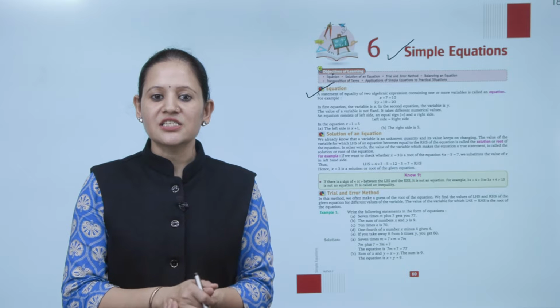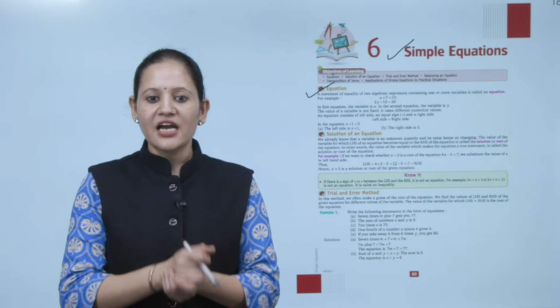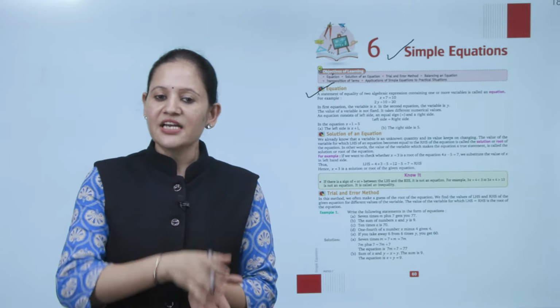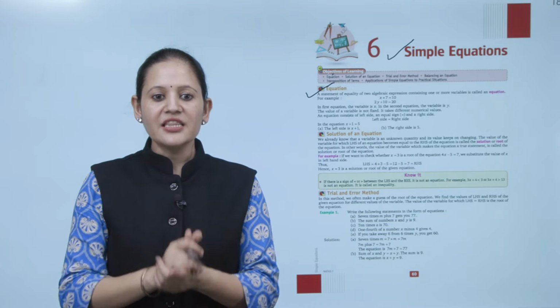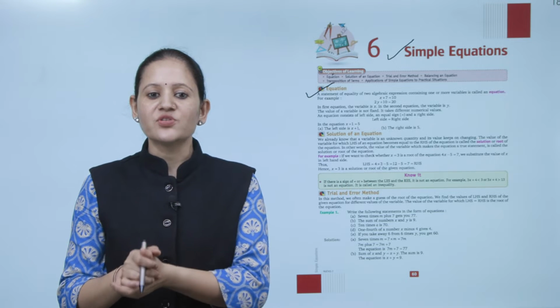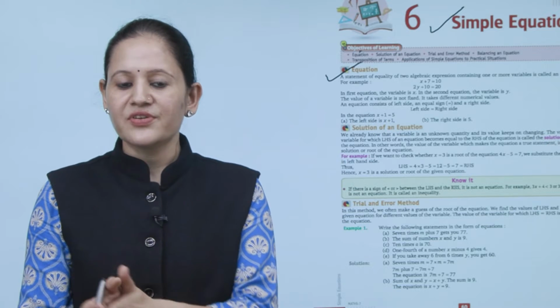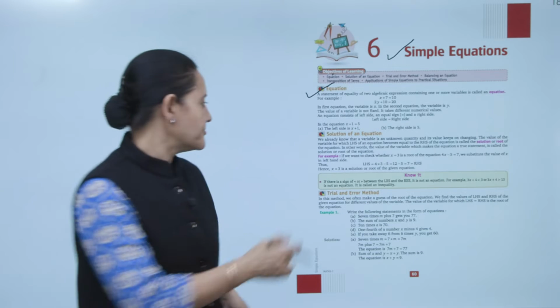An equation consists of a left side, an equal sign, and the right hand side. Left side is equal to right hand side. In the equation x plus 1 equals 5, the left side is x plus 1 and the right side is 5. Next is solution of an equation.